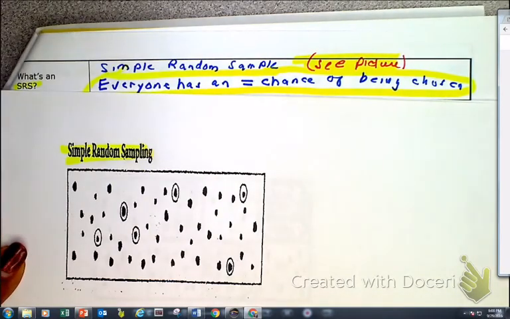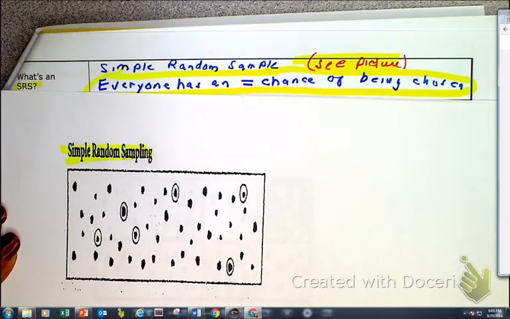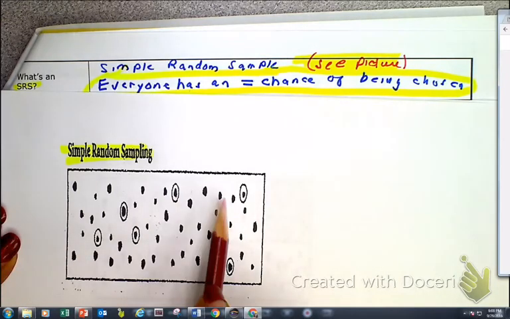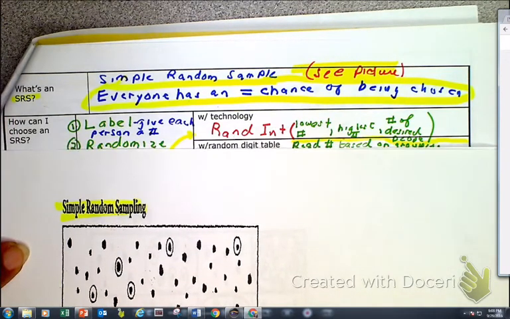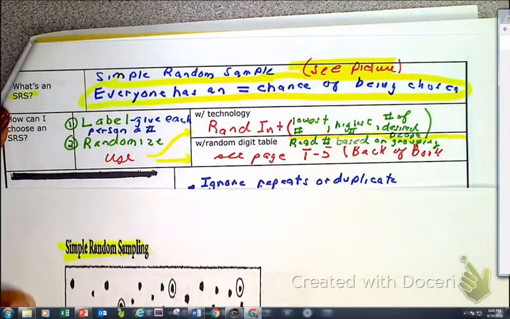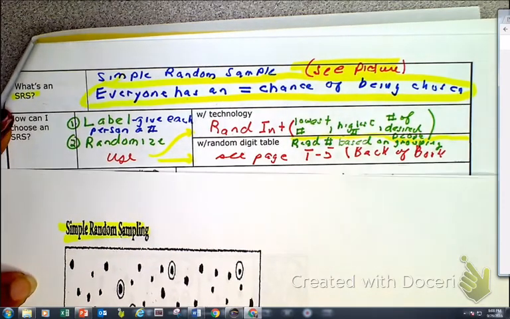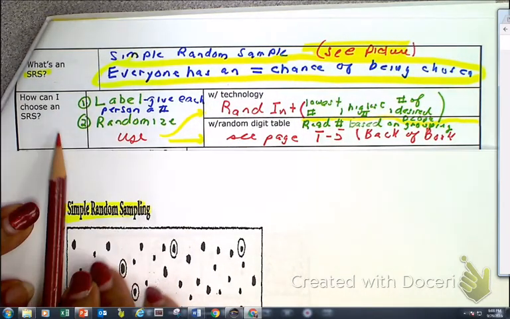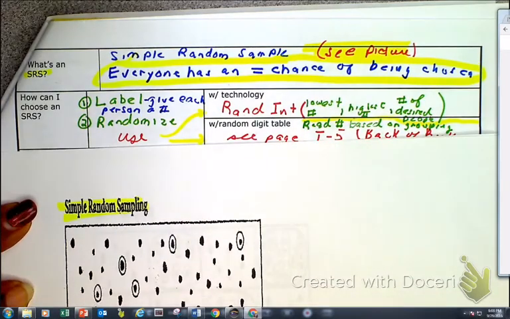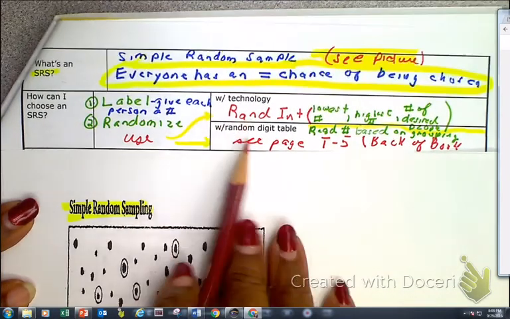So let's say all of these dots represent students in my class. And let's say I am going to go around and see whose homework I'm going to check. So I put your names in a hat. And the 6 names that I chose are the ones whose homework I checked. Or I could do things in a different way. I could choose them by putting things in the calculator or use a random digit table, which takes me to how can I choose? Well, remember I said put names in a hat, that's one. Or I can do it with technology.